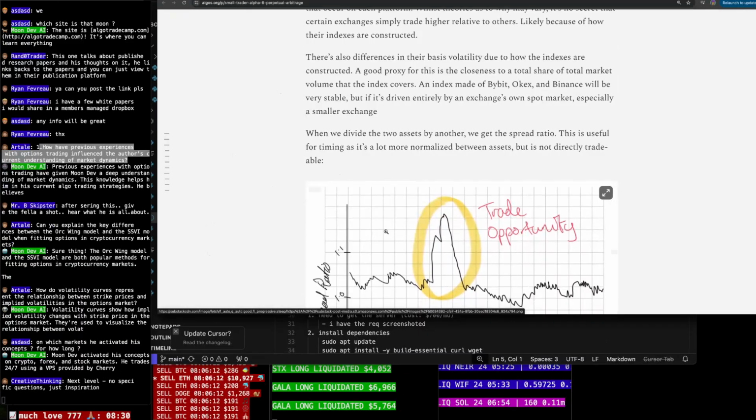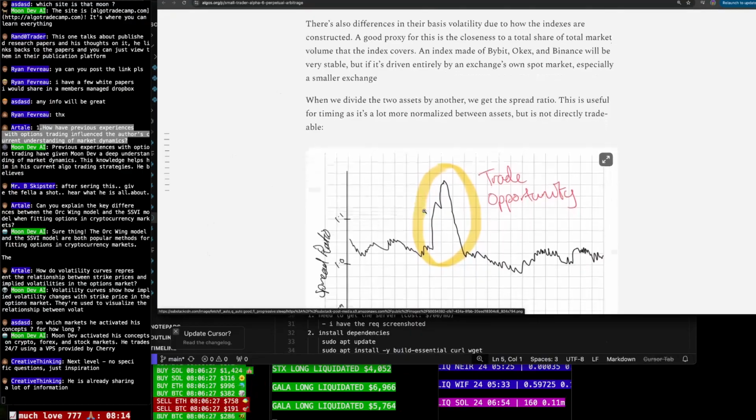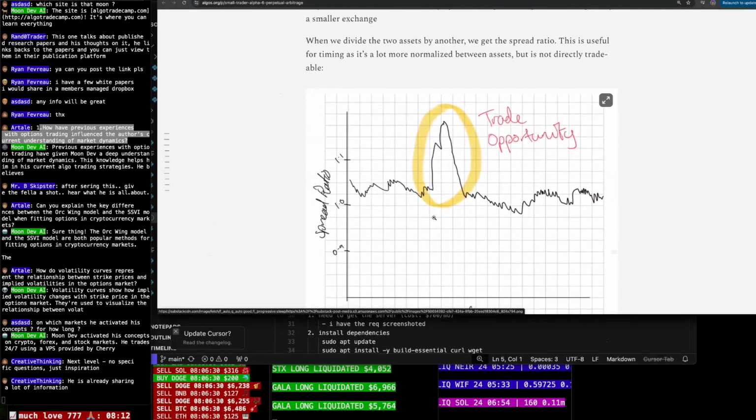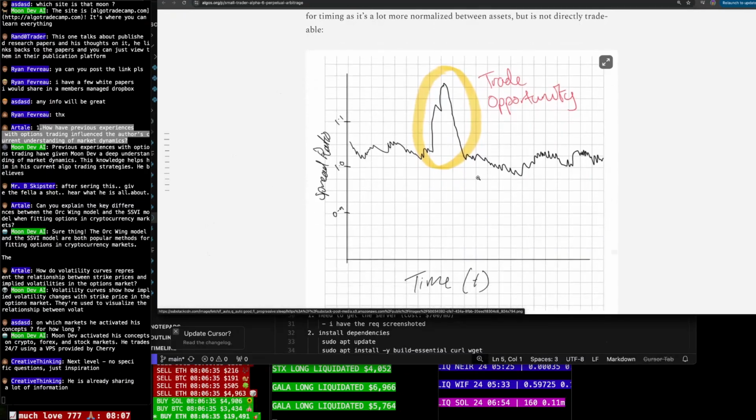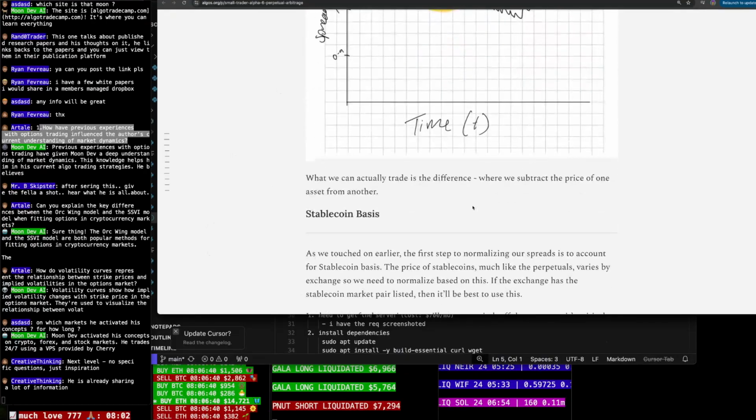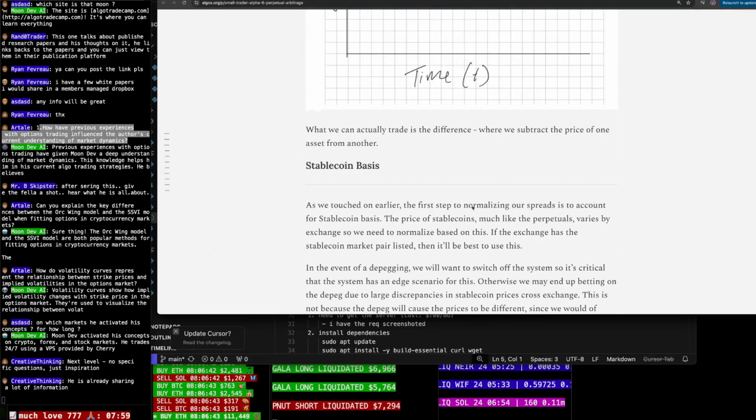But if it's driven entirely by an exchange's own spot market, especially a smaller exchange, it will be less stable. When we divide the two assets by one another, we get the spread ratio. This is useful for timing as it's a lot more normalized between assets, but is not directly tradable. So when the spread ratio has an anomaly, that's the trade opportunity. What we can actually trade is the difference, where we subtract the price of one asset from another.